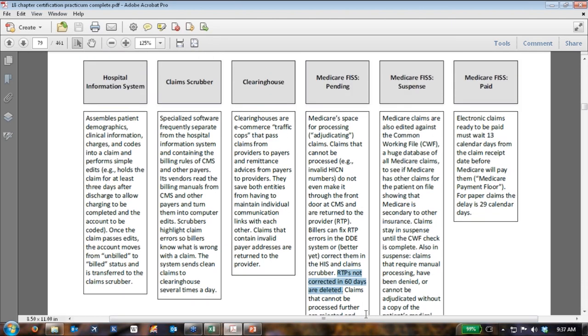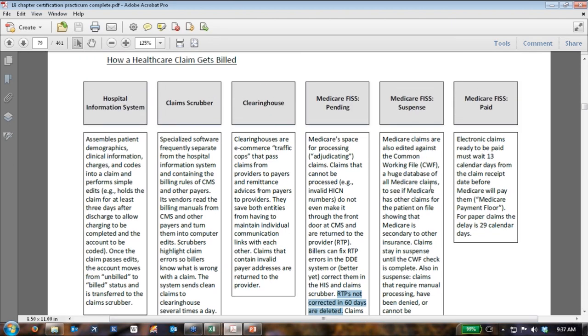resubmit them. And then when a claim goes in suspense, here's what happens. Each Medicare administrative contractor is tied to something called the Common Working File, which is, talk about big data, one huge file. It contains every claim of every Medicare beneficiary from anywhere in the country, and it is used to see if Medicare is primary or if Medicare is secondary to other insurance. We'll talk about Medicare as secondary payer in a little while, some more.